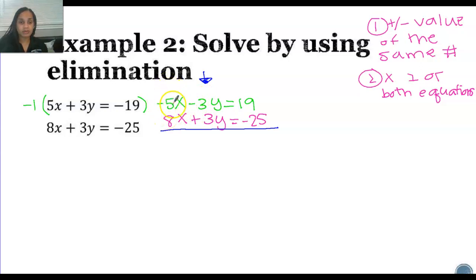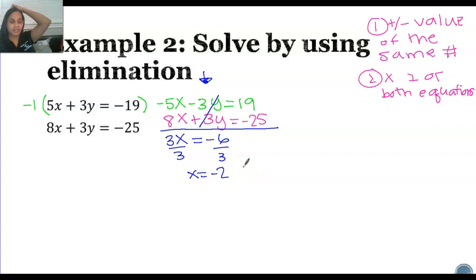For elimination, what I'm going to do is combine the two equations together, so the green and the pink. So I have negative 5x and then positive 8x, so negative 5x plus 8x is 3x. And then watch what happens here. Negative 3y plus 3y cancels. You want that to happen. Equals 19 minus 25, it's negative 6. And finish solving. And I get x equals negative 2.